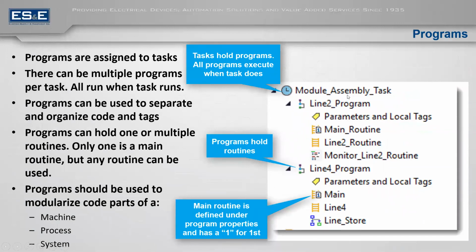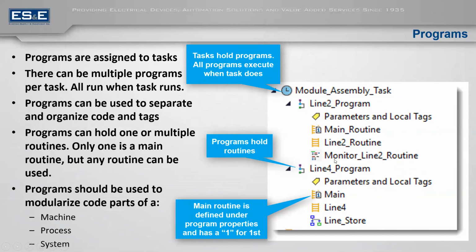So inside a task, you'll have programs. Programs are how you can modularize your code. You can have a program based on individual lines. You can have a program based on individual areas. There are all sorts of reasons on where and why you would have multiple programs. But programs are assigned to the task, so they will execute based on the task schedule. You can have multiple programs per task, which is very common again. But the main purpose for a program is to simply create a structure to hold tags if you want them for local tags, as well as independent routines, which are where your program executes.